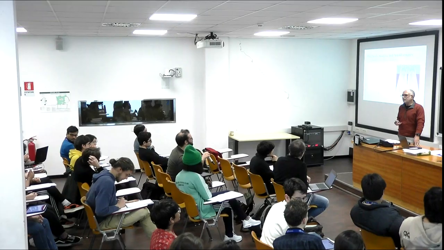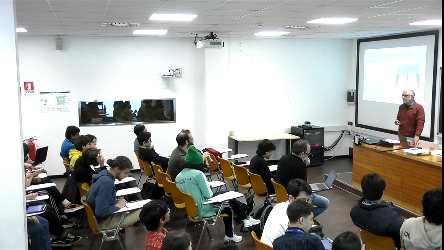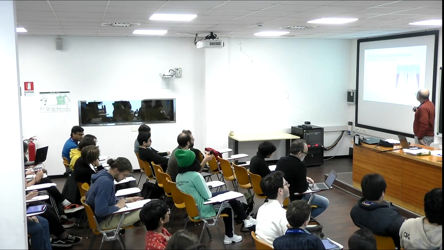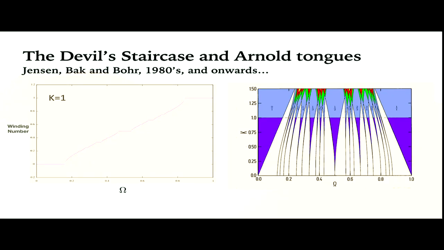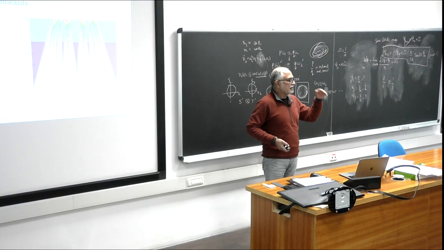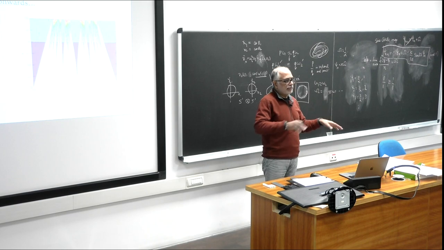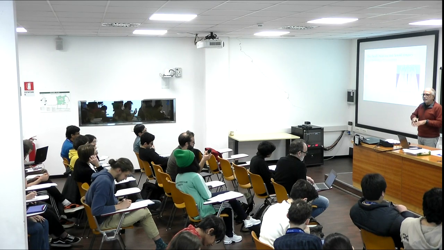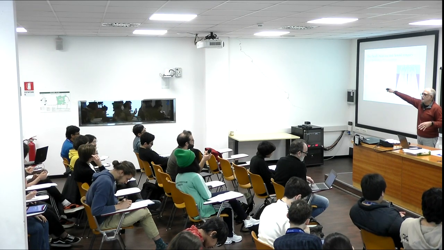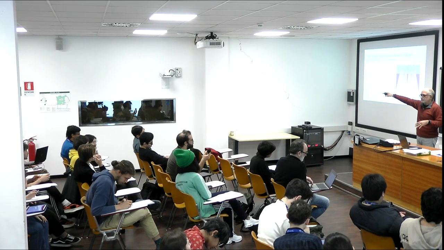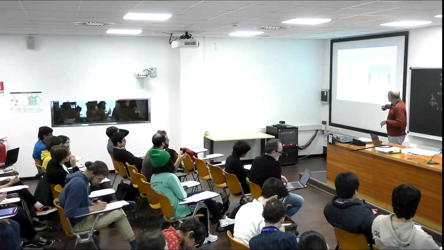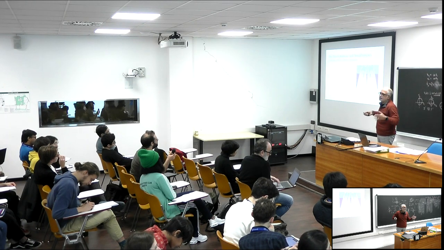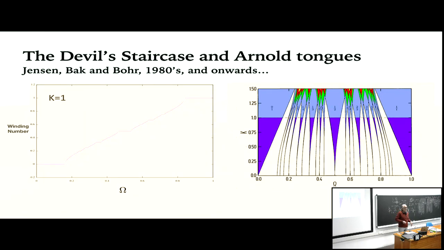So when the tongues begin to overlap, at k equals 1, this is called the devil's staircase. It's called the devil's staircase because at every rational number, there is a step. And if you step on each one of those rationals, you're never going to get to the top. So you can see some of the big steps, but believe me, everywhere you just have steps, fractal.